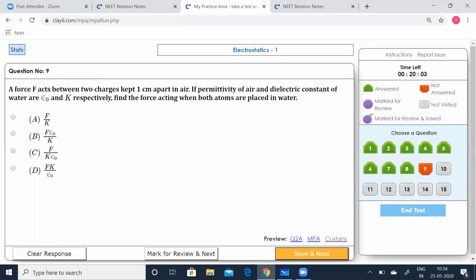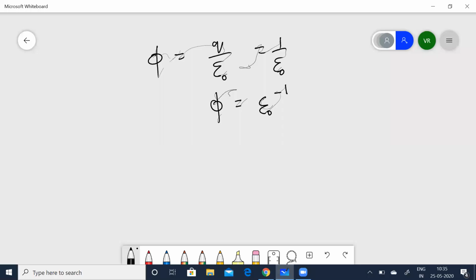A force F acts between two charges kept 1 centimeter apart in air. If the permittivity of air and dielectric constant of water are epsilon 0 and K respectively, find the force acting when both charges are placed in water. Again, a force F acts between two charges kept 1 centimeter apart, so R is 1 centimeter. That's an interesting question.